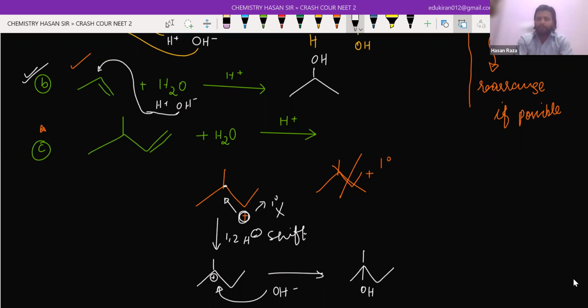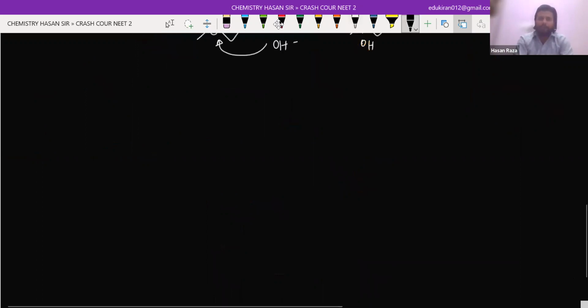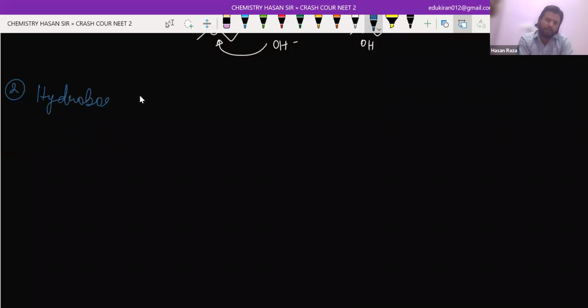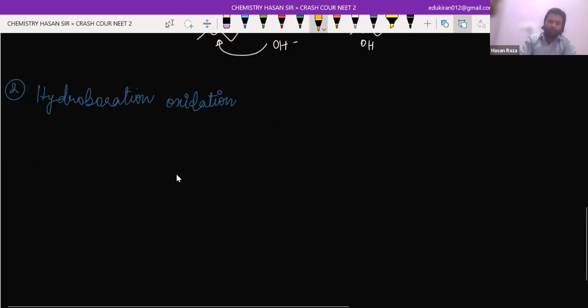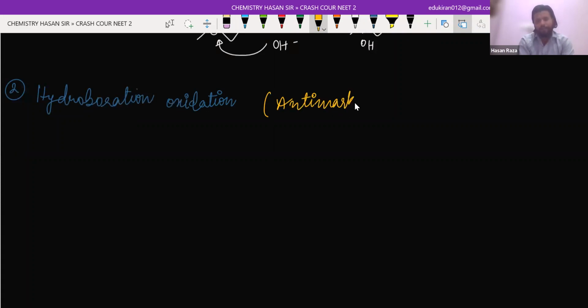Now the next preparation that comes is hydroboration oxidation. Hydroboration oxidation follows anti-Markovnikov. And what is anti-Markovnikov? You know that the negative part goes to that carbon which has the greater number of hydrogens. How are you going to recognize it? This is also from alkene.